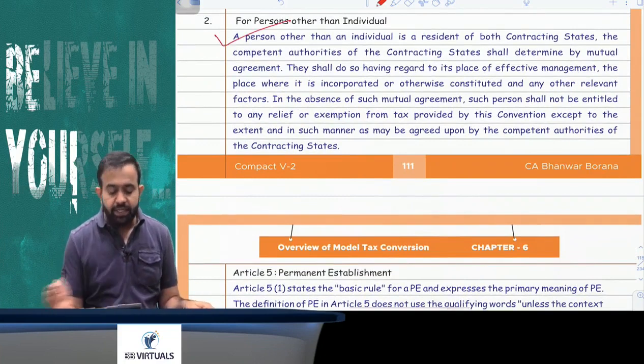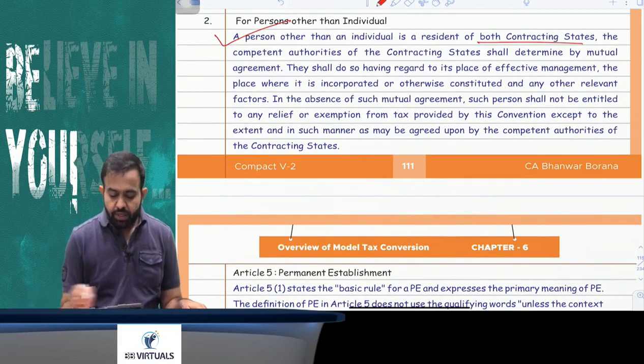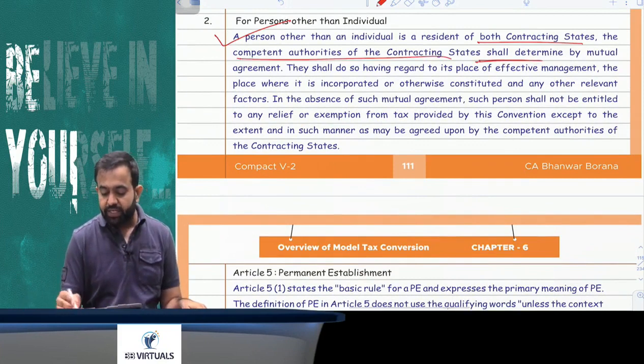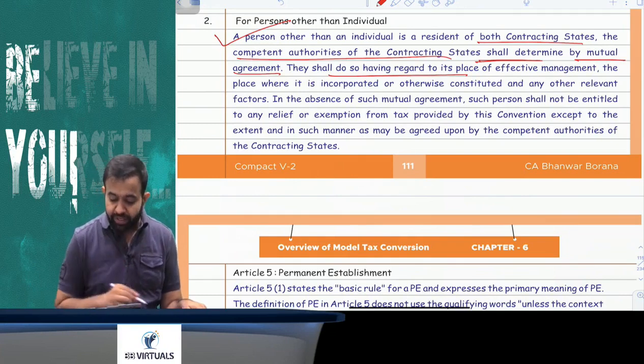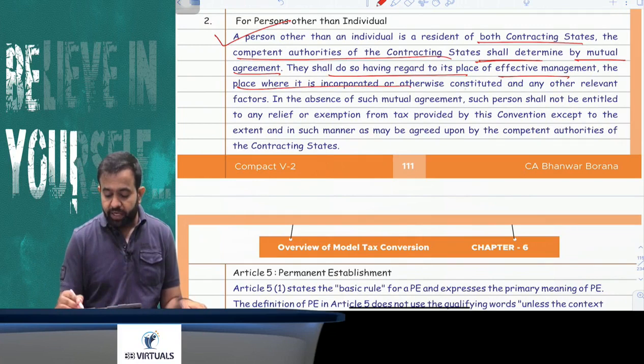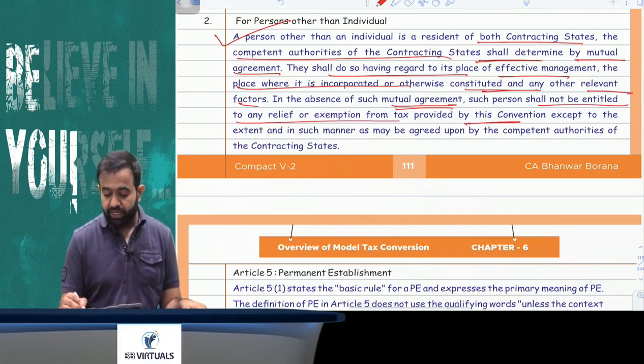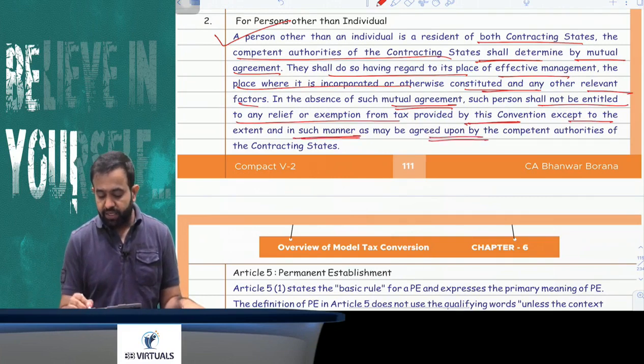A person other than an individual is a resident of both contracting states. The competent authority of the contracting states shall determine by mutual agreement, having regard to its place of effective management, the place where it is incorporated or otherwise constituted, and any other relevant factor. In the absence of such mutual agreement, such person shall not be entitled to any relief or exemption from tax provided by the convention, except to the extent and in such a manner as may be agreed upon by the competent authorities of the contracting states.